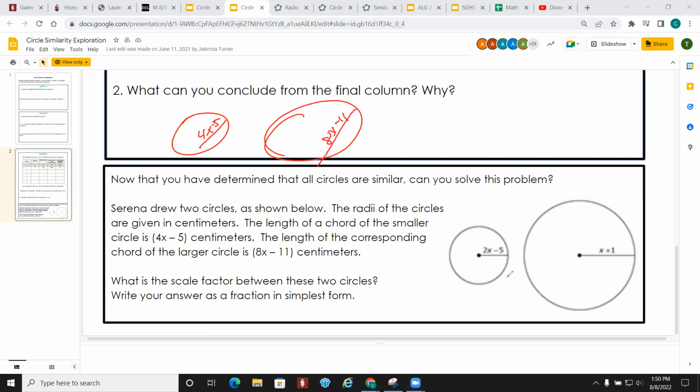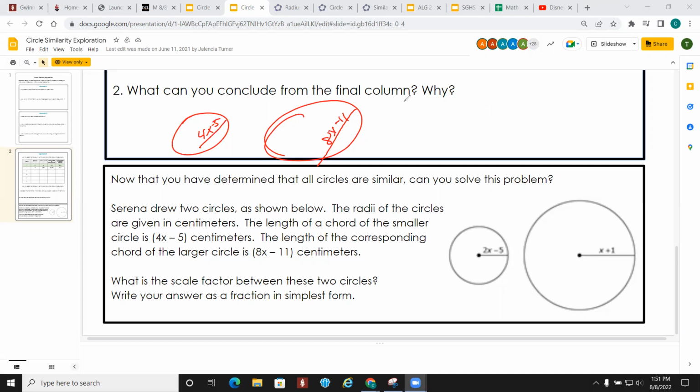I need to set it up as an equation. So 4x minus 5 is equal to 8x minus 11 minus 5. So you're saying 4x minus 5 and set it equal to it? Are they going to be equal? No. Why? They're similar, they're not congruent. Exactly. So what are we going to do?